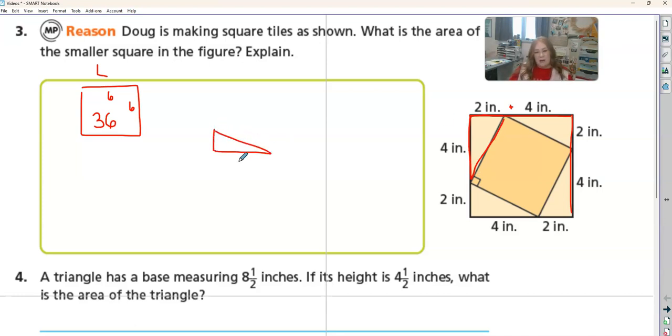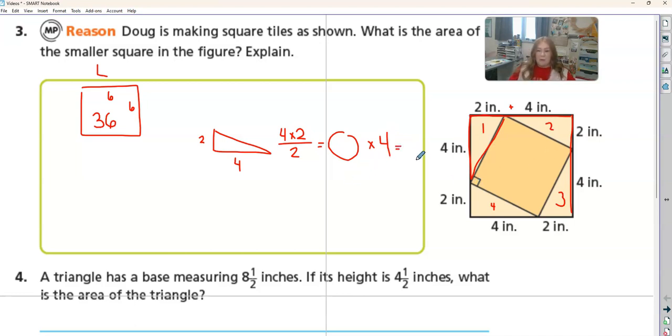Now we need to find this triangle here. So the triangle has a base of 4 and a height of 2. So we're going to find this triangle: base times height, cut it in half. That's one triangle, but I have 1, 2, 3, 4 of these triangles. So once I know this answer, I need to times that by 4 because I have 4 of the triangles.